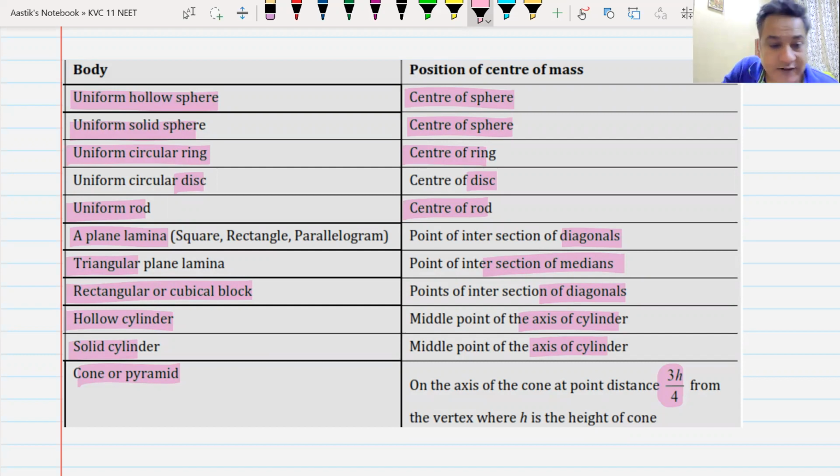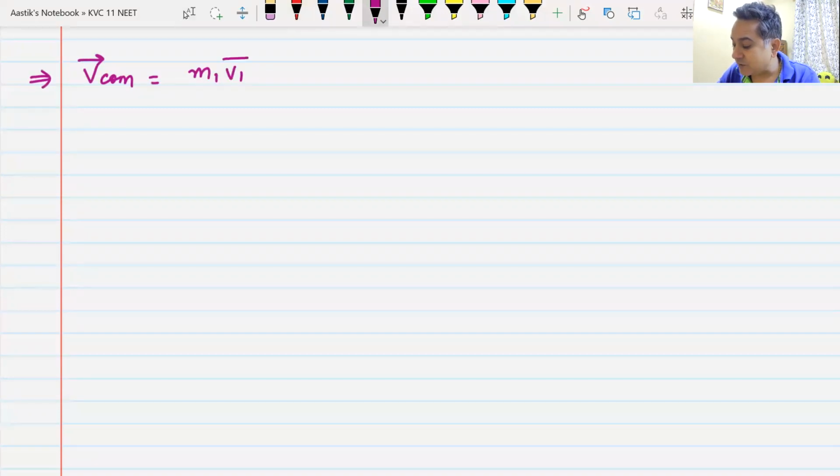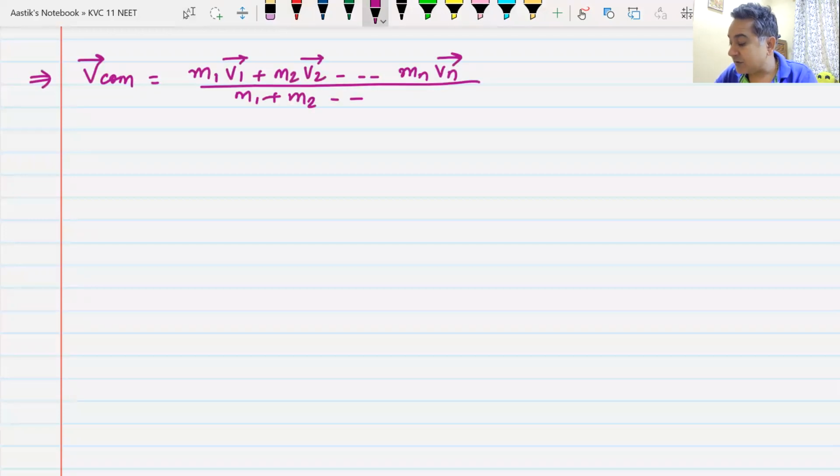Now, we had seen the position vector of the center of mass. And from there, we can also find out the next point, which is the velocity of center of mass. So, if you have to find out the velocity of center of mass, what do you do? You multiply m1 with velocity v1. You multiply m2 with velocity v2 and so on. You multiply mn with velocity vn and you divide the entire thing by the mass m1 plus m2 up till mn.